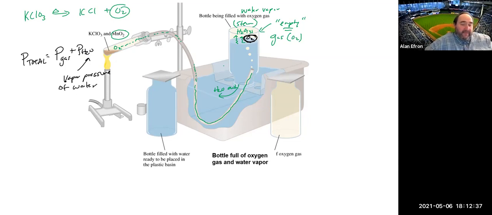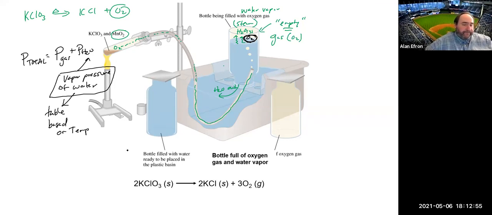How do you find the vapor pressure of water? Well, you look it up on a table usually. It's usually based on temperature. So you can typically look up this value on a table. We'll see a table here in just a second of what one looks like.